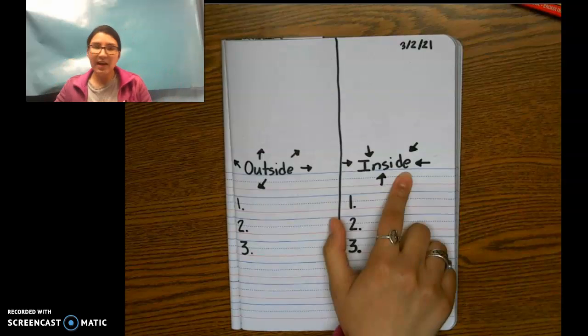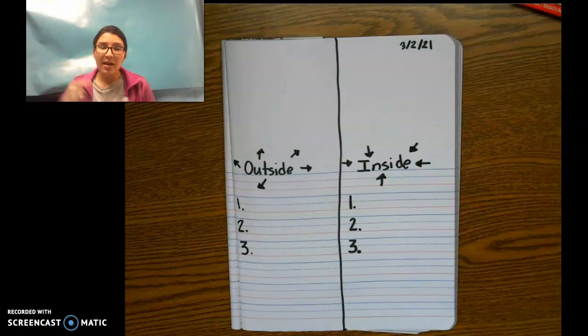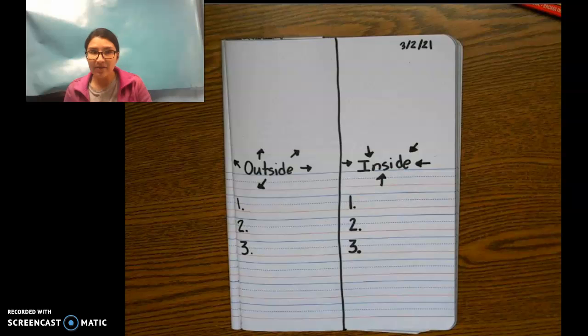And then on the inside, you need to think back to the story about how the rainbow fish acted. What did he say? How did he behave? His actions, right? Okay, and then once you're done, you're going to take a picture and upload your work.